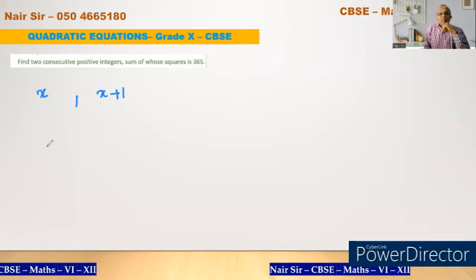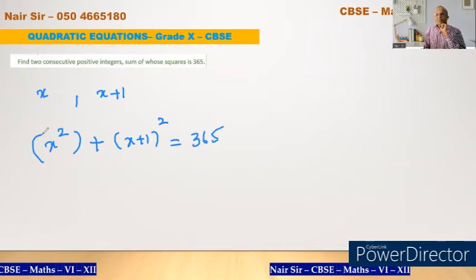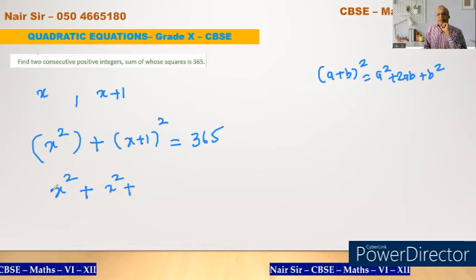Now I have to square this, and I have to add this to this square also, is equal to 365. Okay, solve it. x squared remains x squared. (a plus b) the whole square is equal to a squared plus 2ab plus b squared. So (x plus 1) the whole square, what is it? x squared plus 2x plus 1 is equal to 365.